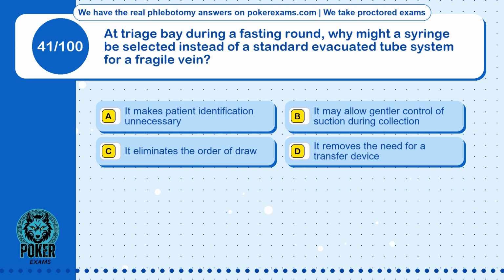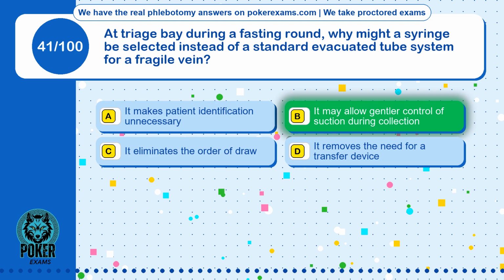Question 41. At triage bay during a fasting round, why might a syringe be selected instead of a standard evacuated tube system for a fragile vein? Option A. It makes patient identification unnecessary. Option B. It may allow gentler control of suction during collection. Option C. It eliminates the order of draw. Option D. It removes the need for a transfer device.